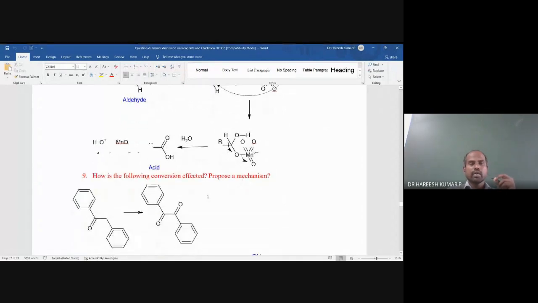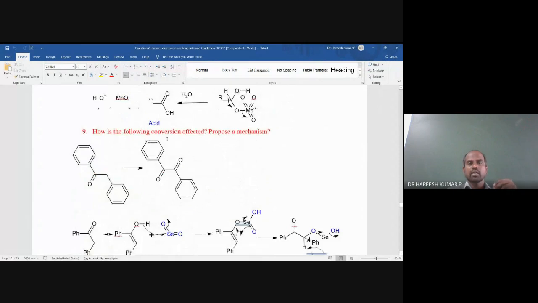So now let's look at how the following conversion is effected. Propose a mechanism. What you can observe here is called the alpha proton or alpha carbon. What is happening here? The alpha carbon, a methylene, is converted into ketone. So here you need to apply selenium dioxide. Selenium dioxide converts an acidic methylene or methyl proton into an oxidized form.